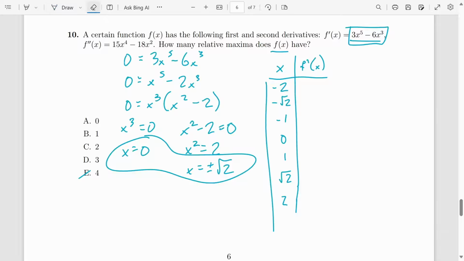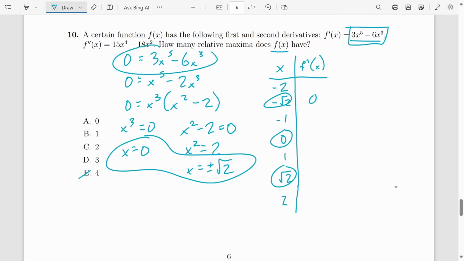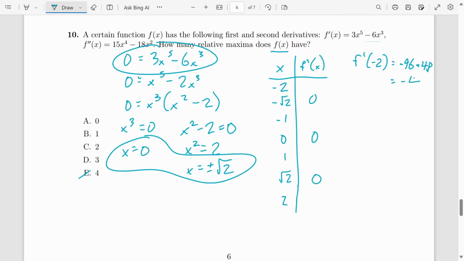We don't actually have to evaluate 7 f prime of x's because we're already given 3 of them. We already figured out that these all equal 0. So we can just go ahead and fill in 0 for those 3. And now we only have to do 4 of them. So f prime of -2, that's going to be 3 times -2 to the 5th, which is 2, 4, 8, 16, 32. -32 times 3 is -96. And then -2 cubed is -8 times 6 is 48. So plus 48, that equals -48.